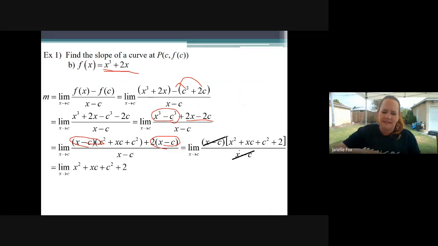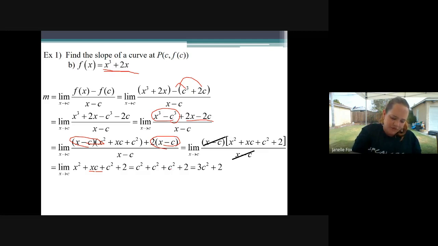We now have the limit as x approaches c of x squared plus xc plus c squared plus 2. And now, we can plug in the c value and everything does not zero out. Yay, super exciting. So if I plug in c, every time I see an x, here's what I get. C squared. Then I get a c times a c, which would be a c squared, plus the original c squared plus 2. I have 1, 2, 3 c squareds. So I'm going to write 3c squared plus 2.